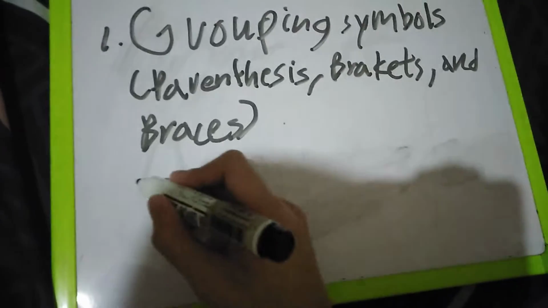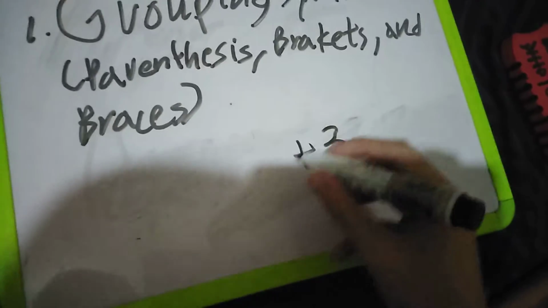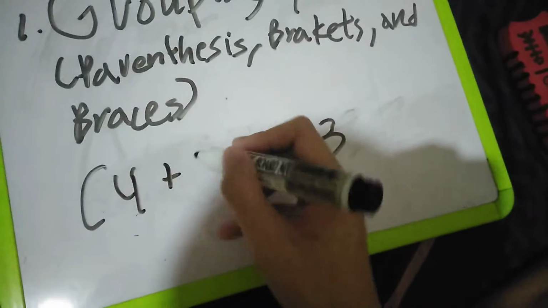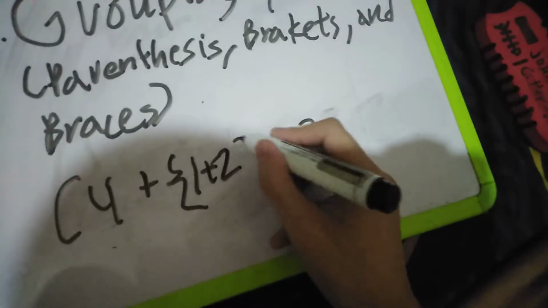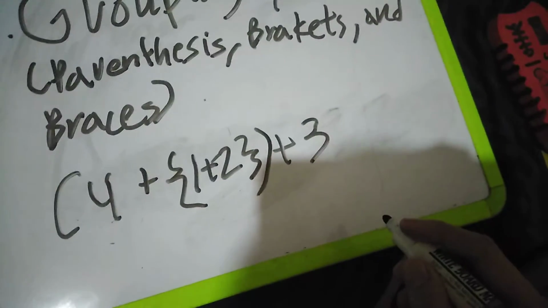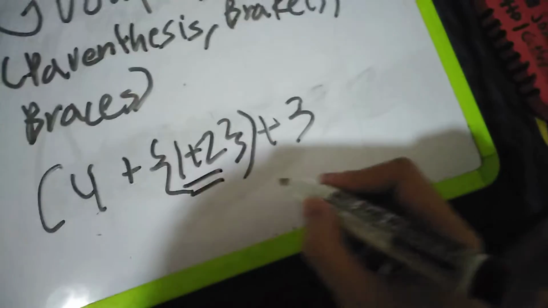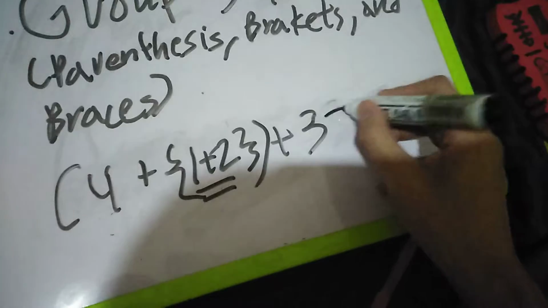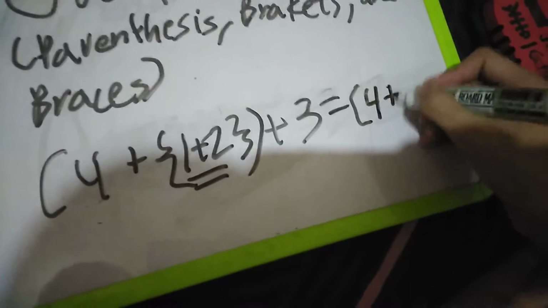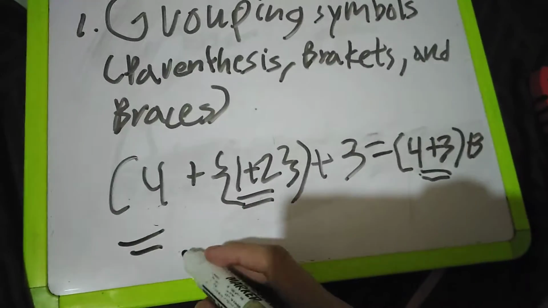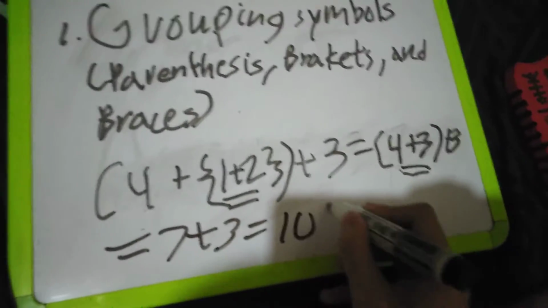What if we have multiple grouping symbols? Say something like this. We first need to do what is in the innermost if there are multiple grouping symbols. So this becomes like this, and now we do the operation in here, so it becomes like this, and the answer is 10.